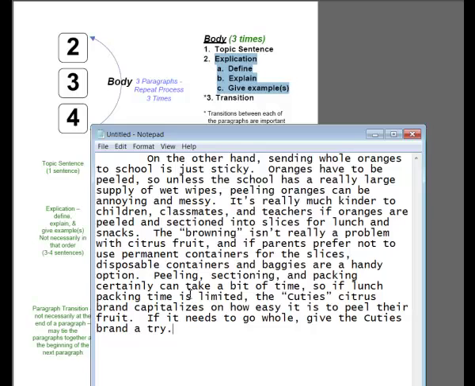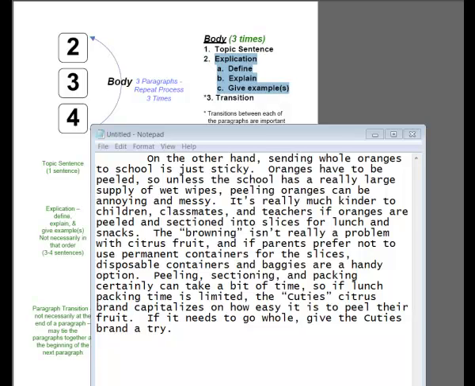Peeling, sectioning, and packing can certainly take a bit of time. Remember we talked about the effort involved with an apple being real simple if you just rinse it off, stick it in the bag. So if lunch packing time is limited, the Cuties citrus brand capitalizes on how easy it is to peel their fruit. If it needs to go whole, give the Cuties brand a try.